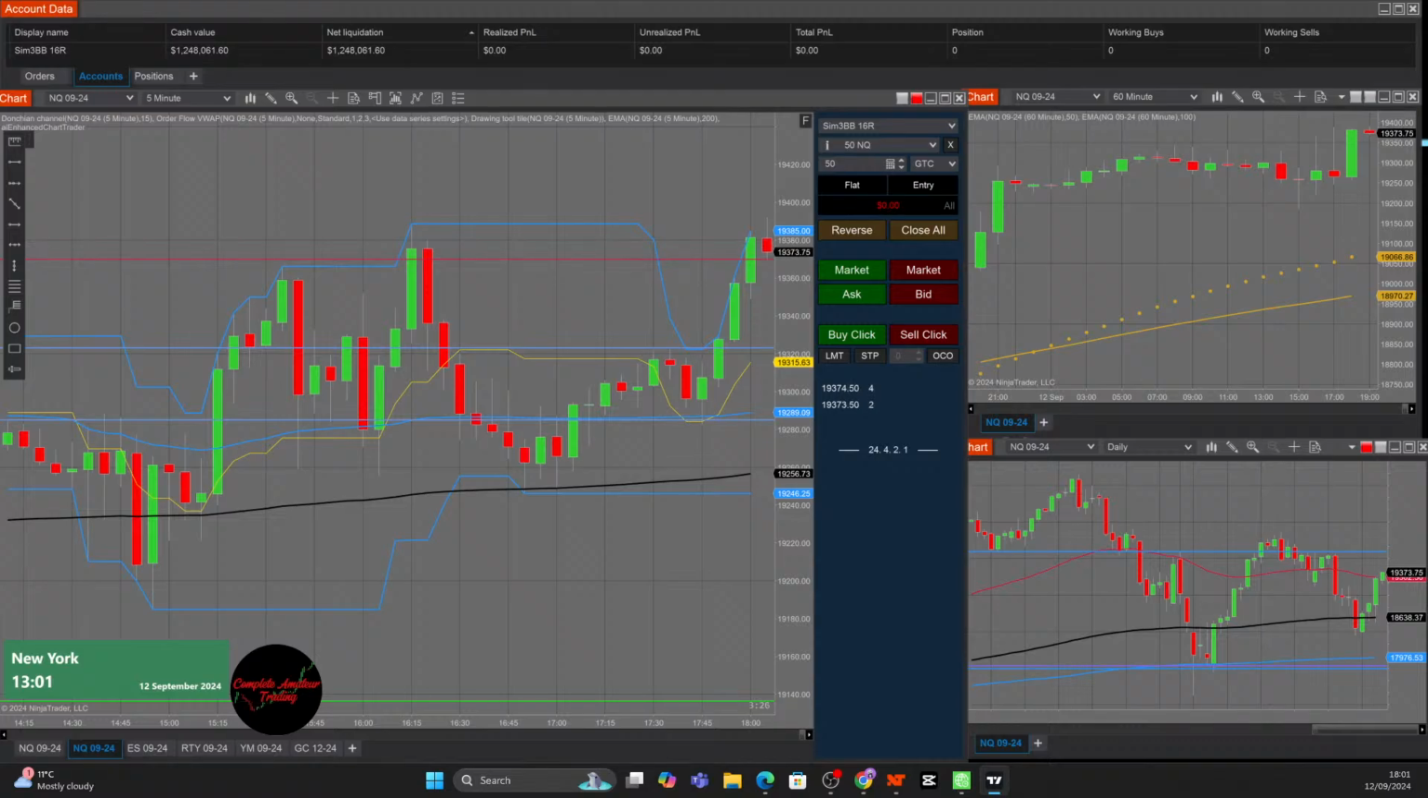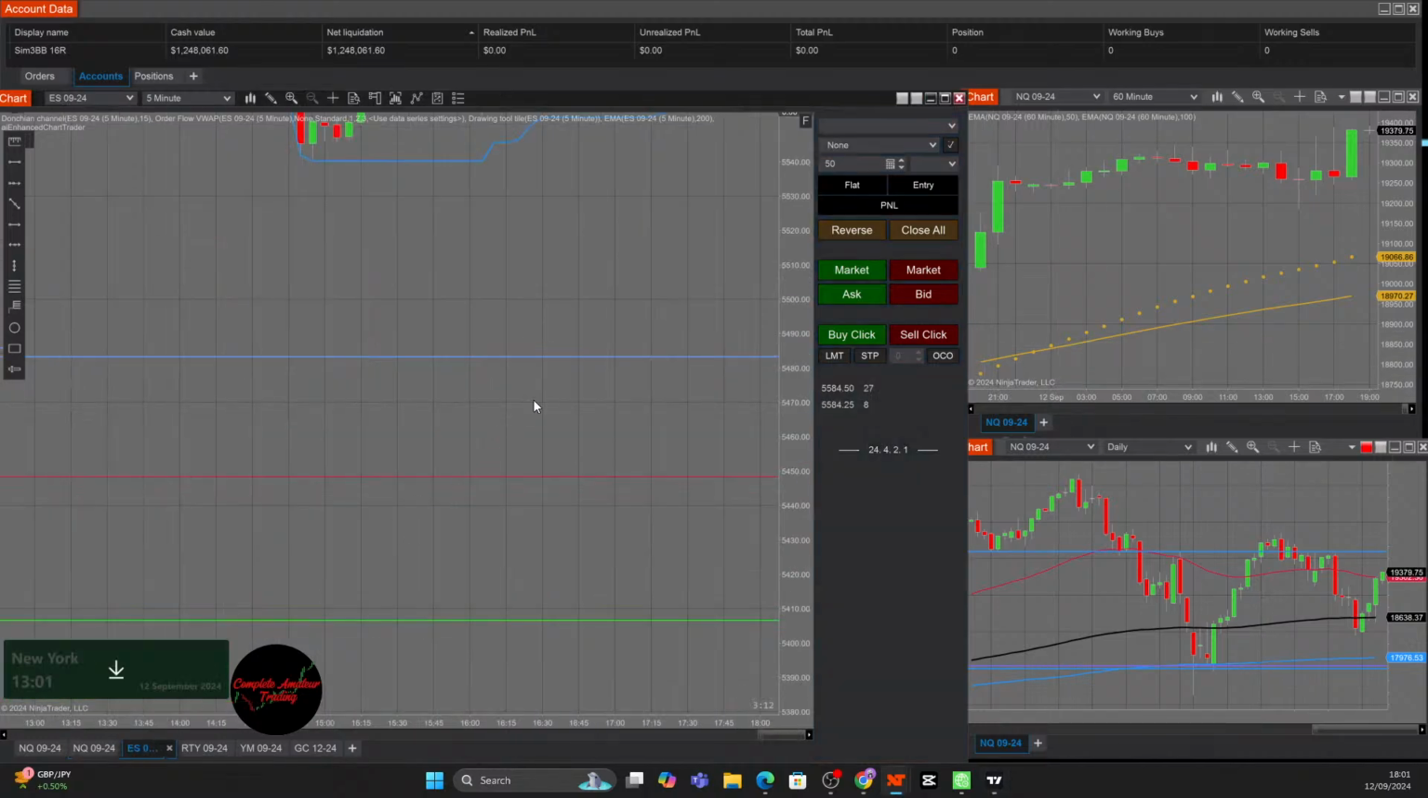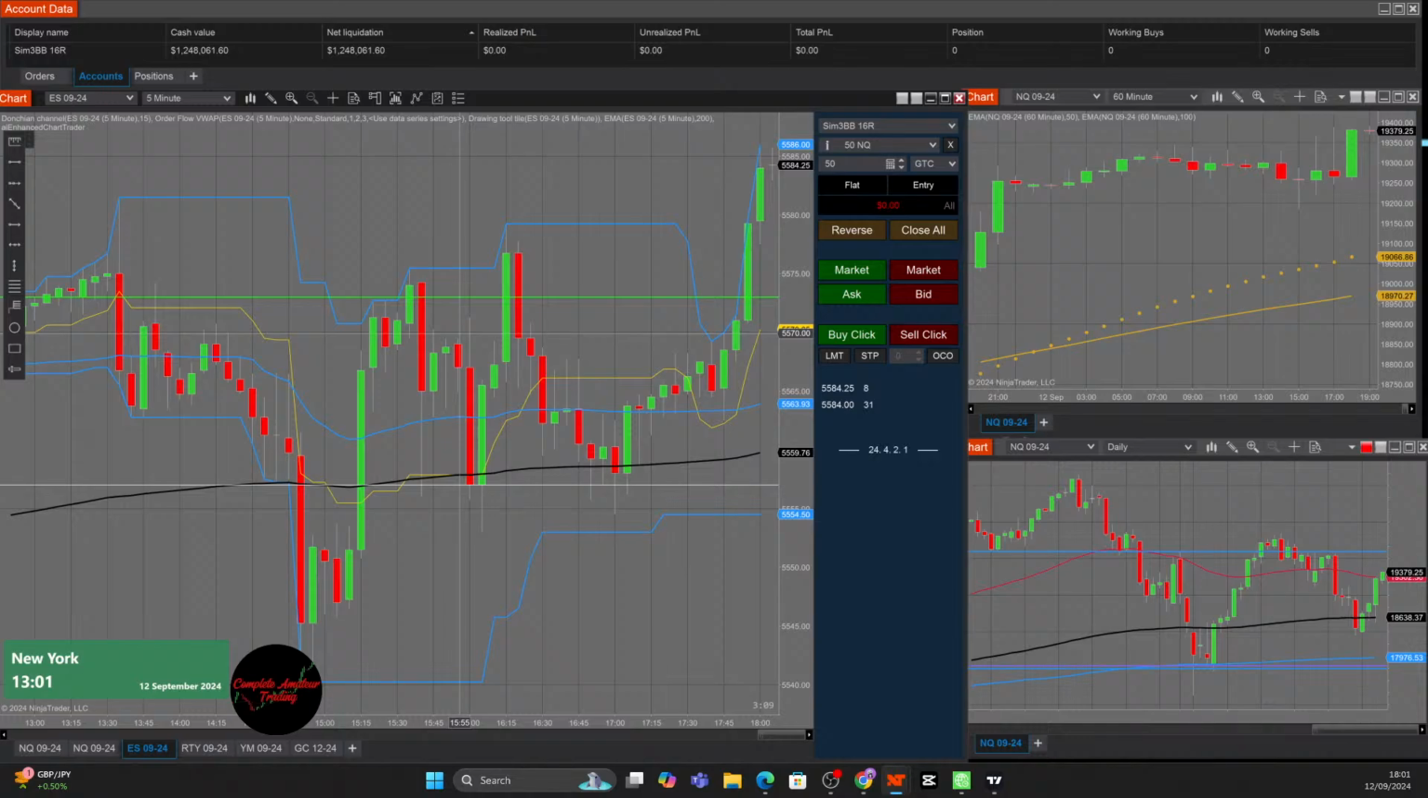On NQ. On ES though, would have hit target, I think. Yeah, on ES. Entry would have been here. Target would have been hit. Okay. Let's see. Target would have been hit on gold.